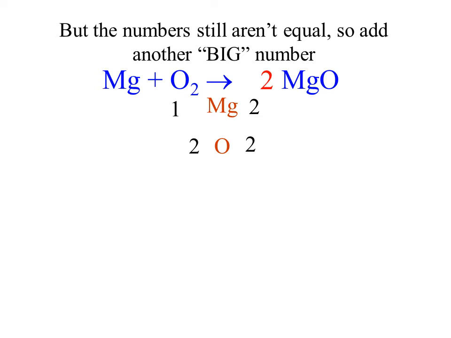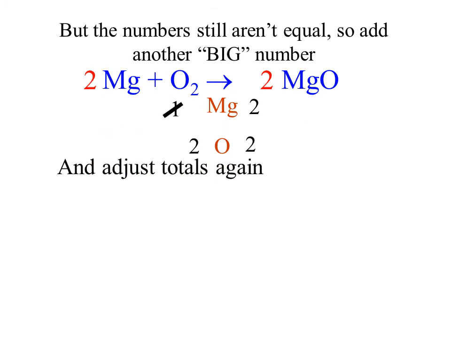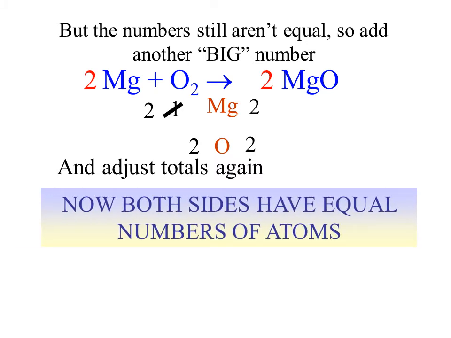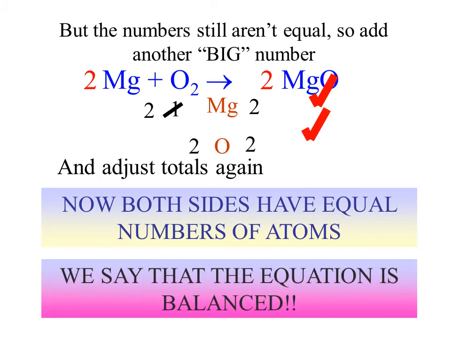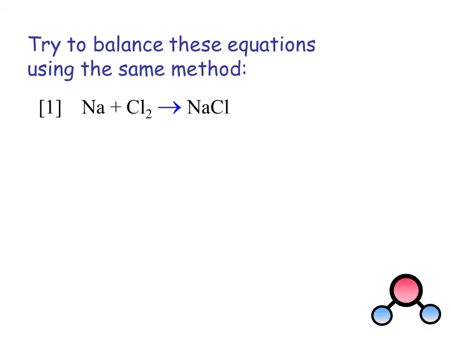So then we need to add another big number. So now we have 2 magnesiums on the right and 1 magnesium on the left. So what times 1 equals 2? Of course, 2. So you're going to put a 2 in front of your magnesium and adjust the totals again. So then we just change this 1 to a 2. And so now we see if the sides are equal. And they are, okay? So we have 2 and 2, that's balanced. We have 2 and 2, that's balanced. So now we can say we have a balanced equation. So try these two and see what you can do.